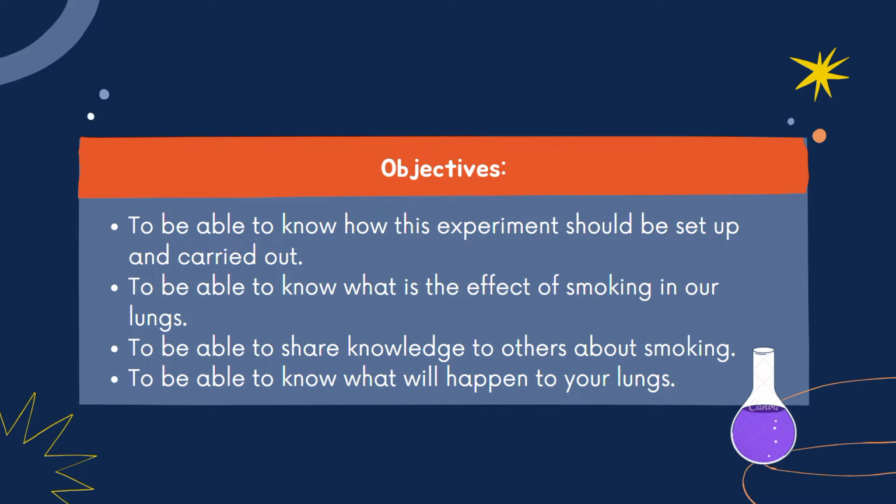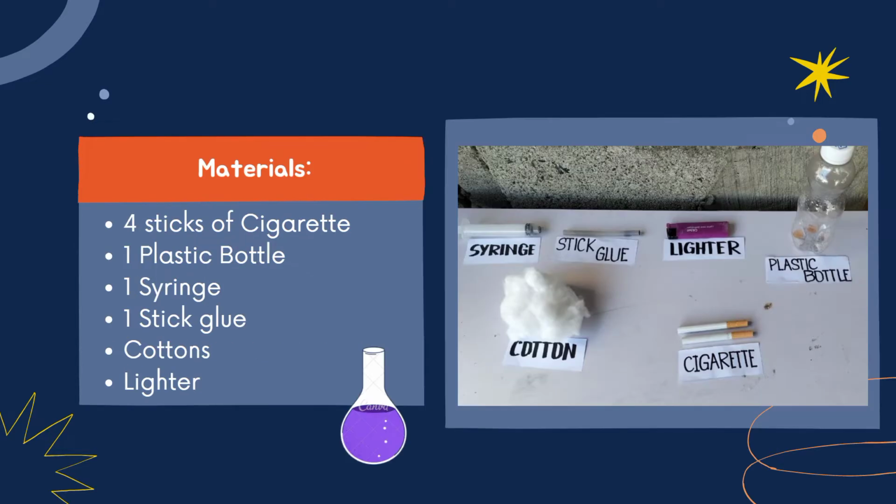Objectives: to know how this experiment should be set up and carried out, to know what the effect of smoking is on our lungs, to be able to share knowledge with others about smoking, and to know what will happen to your lungs. Materials: 4 sticks of cigarette, 1 plastic bottle, 1 syringe, 1 stick glue, cottons, lighters.